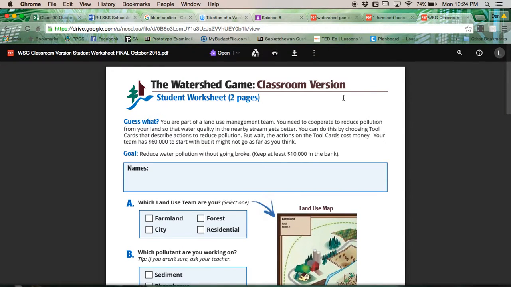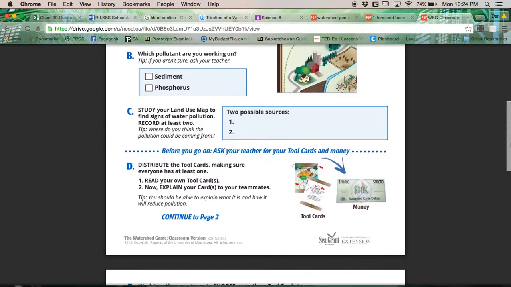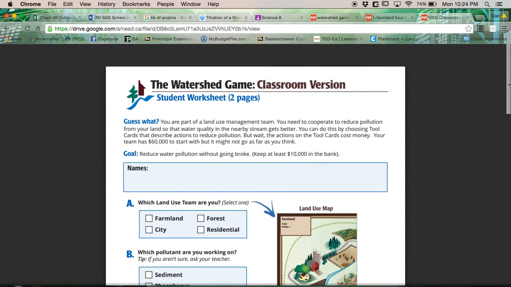So you will be given a student worksheet, and you'll notice that it looks different. The worksheet that you'll be given will look different than this one, as I made a few adaptations to the assignment to make it do what we needed to do for class.